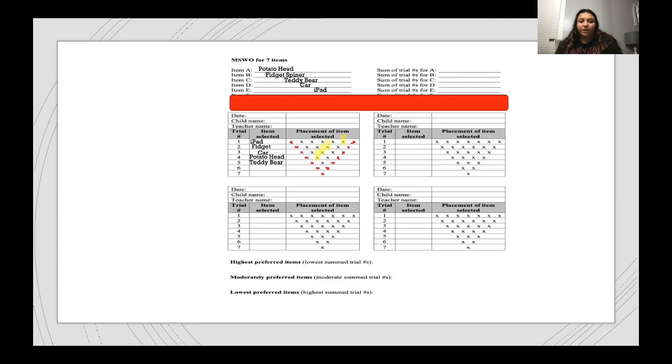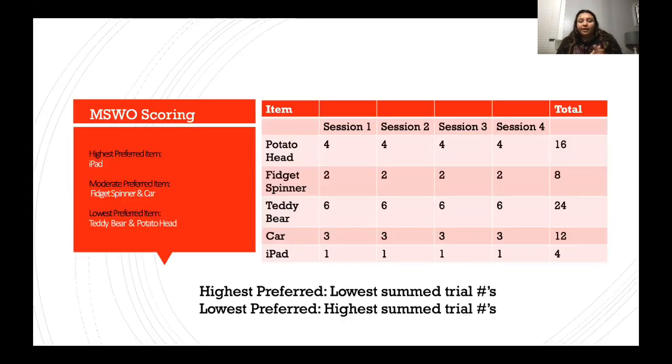And I'm going to show you some hypothetical data, how you would score that. You would want to run the preference assessment 4 times to make sure that you are getting the most accurate data for what is their most preferred and their lowest preferred item. In this case, I kept it so that in session 1, they chose the same thing across the board for the rest of the sessions. So iPad was always 1, fidget spinner was always 2, car was always 3, and so on.